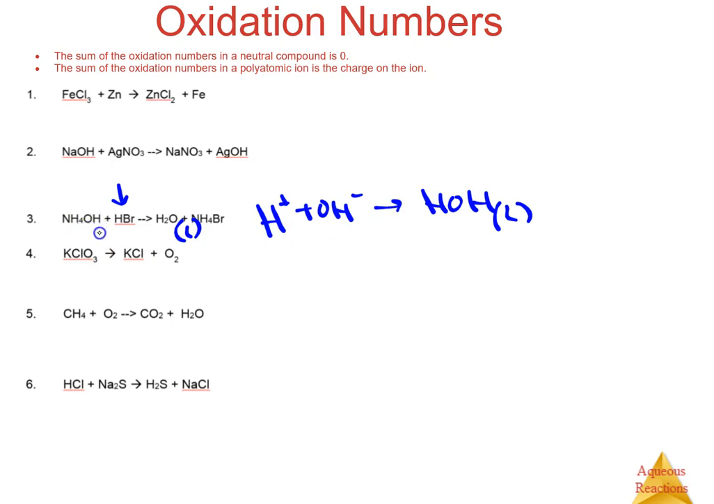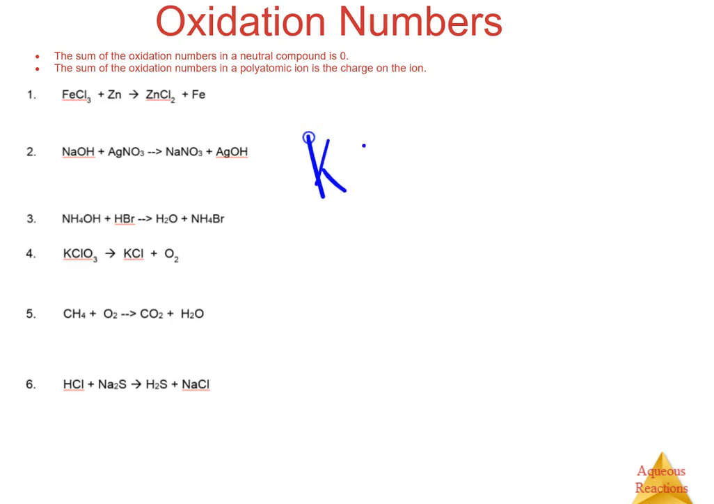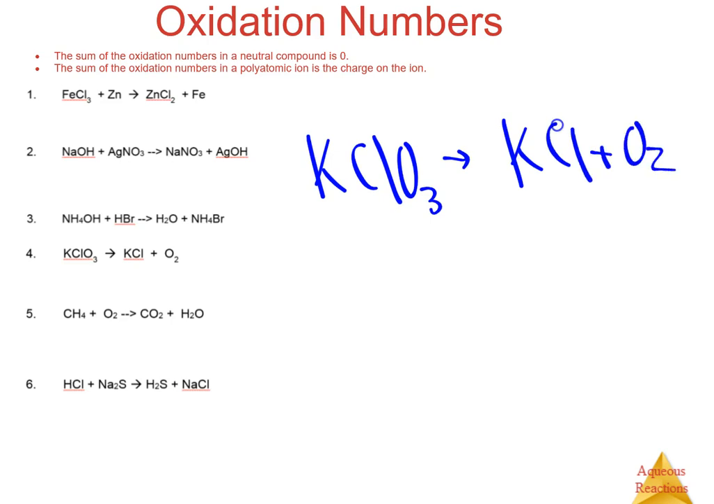Sometimes you would need on the test if this was a solid or a liquid, but we'll just assume it's an aqueous. Okay, now number 4. Number 4, we are back to a redox reaction. So KClO3 goes to KCl plus O2.